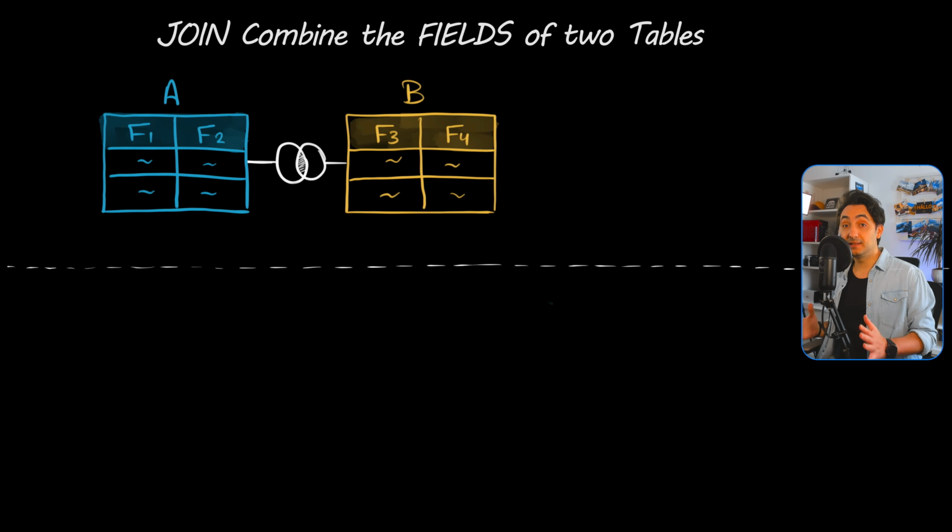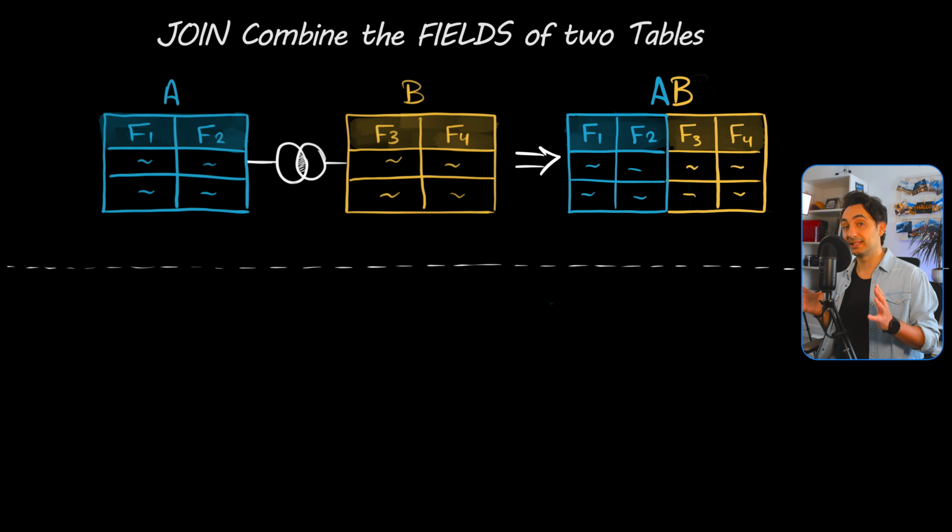In joins, the fields of both tables are going to be combined. So we're going to take all the fields from the left side and beside it all the fields from the right side. As a result, we're going to get one big wide table.